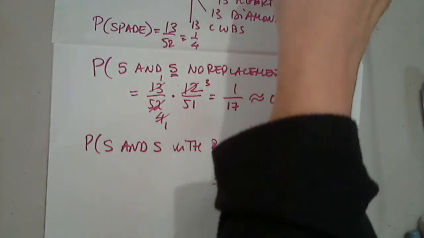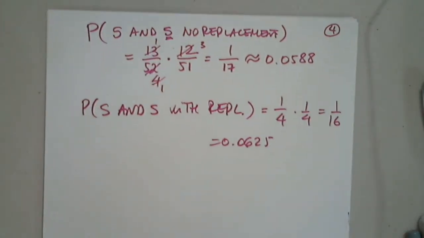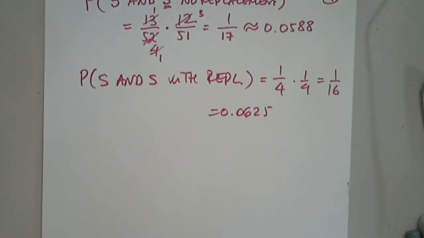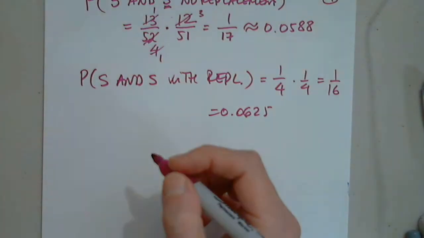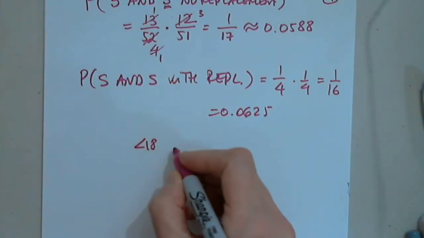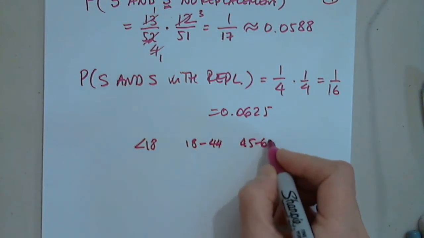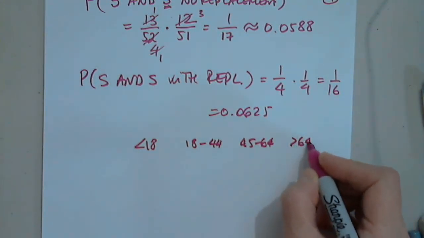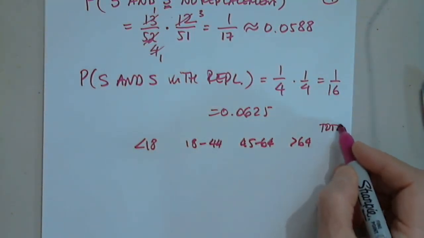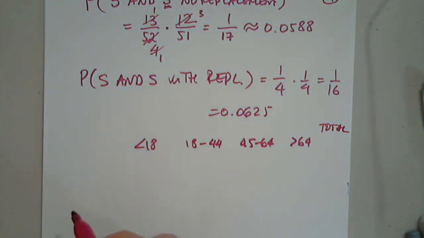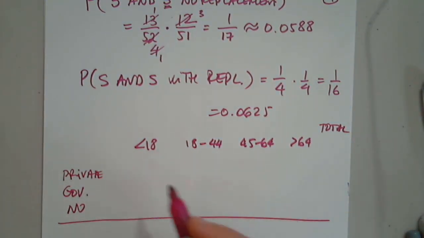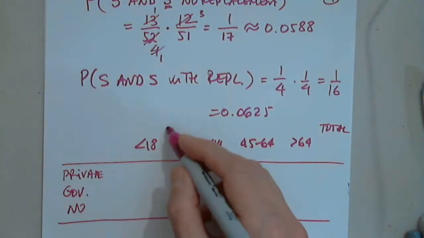Suppose that... I'm going to copy the table so I can explain. So the top is age: less than 18, then 18 through 44, then 45 through 64, and greater than 64. And the totals are given this time. So this is private, this is government, and no. Okay. So 3 options.